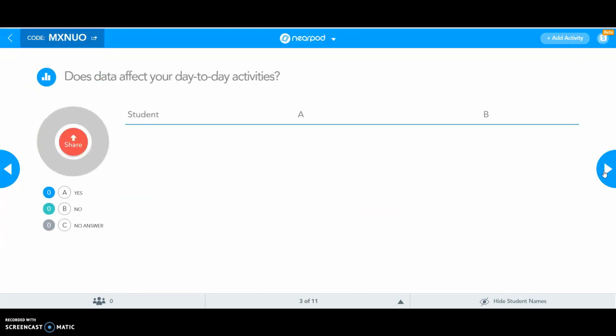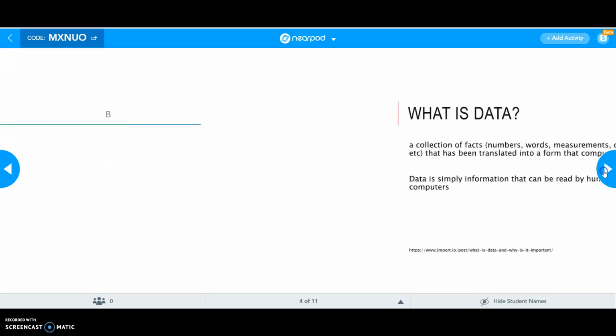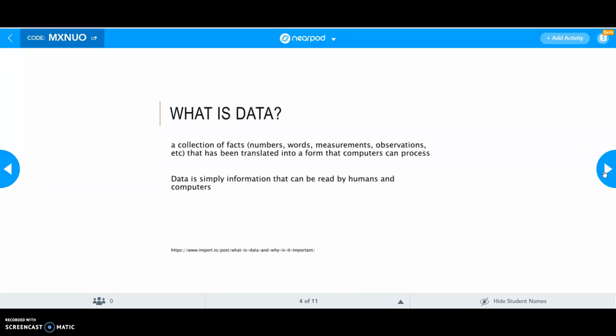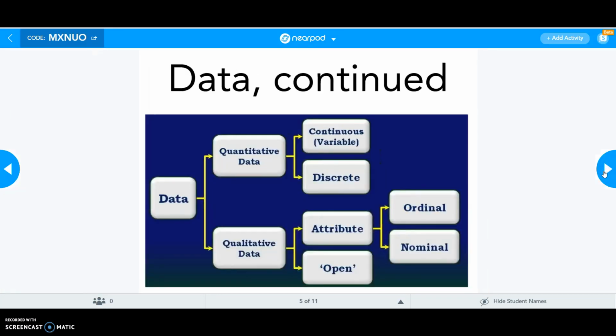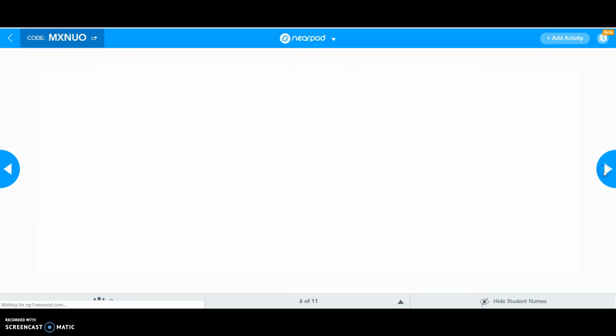So this is going to be a student poll, and it says, does data affect your day-to-day activities? So students can either answer yes or no, and this can lead into discussion about how even if they don't think data does affect them, it does. And this is a short information slide about what data is, and a graph that they can use to follow, which warrants further instruction and explanation.